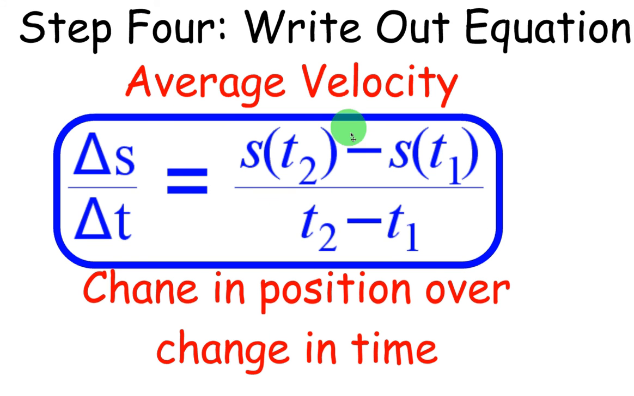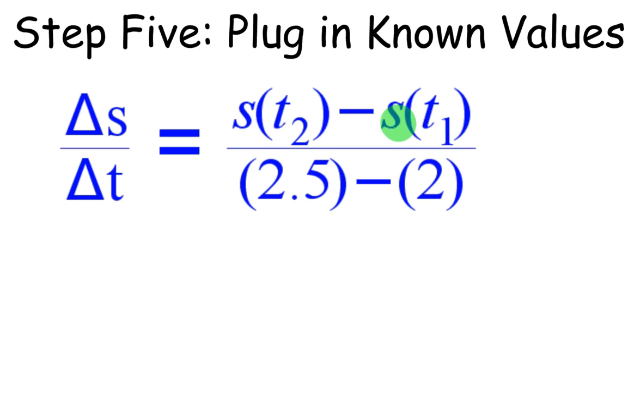All right, so then the next step is just to write out your equation. Average velocity, change in s over change in t. Now it's not s prime of t, as we'll learn is instantaneous. It's change in s over change in t. s of t2 minus s of t1 over t2 minus t1. Same thing as y2 minus y1 over x2 minus x1. So this, in fact, is the slope of the secant line, as we've learned before.